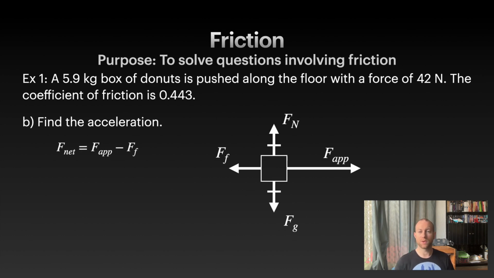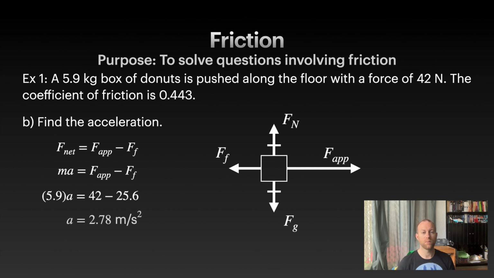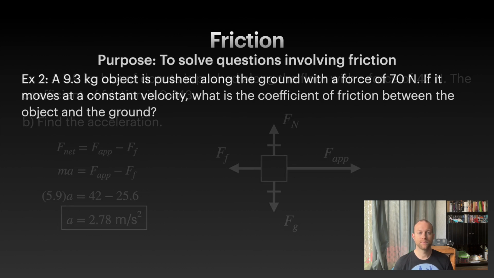So F net is equal to the bigger force minus the smaller force, so force applied minus force of friction. We know F net is equal to m times a. We've already solved for force of friction. So force applied is 42. Force of friction was from part A. We know the mass. Solve for acceleration. We get this. Let's do another one.